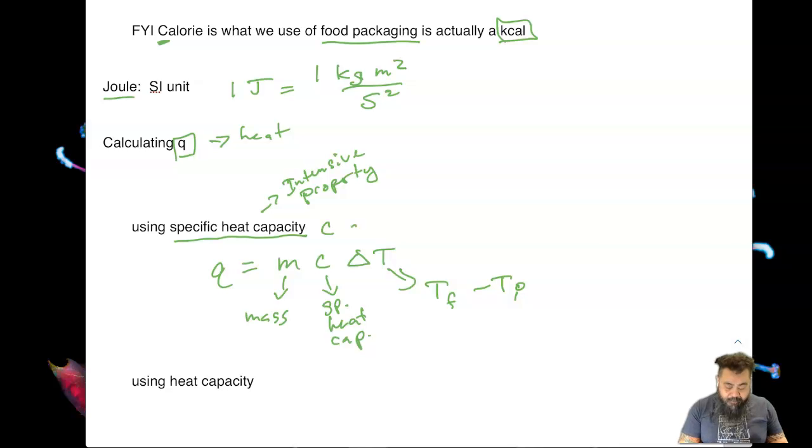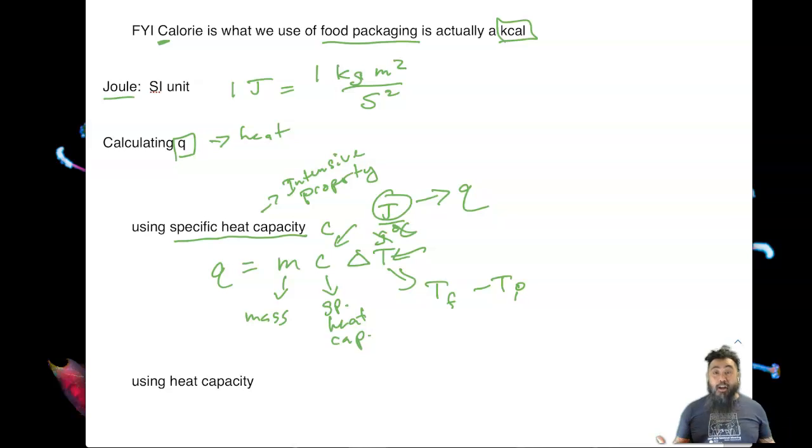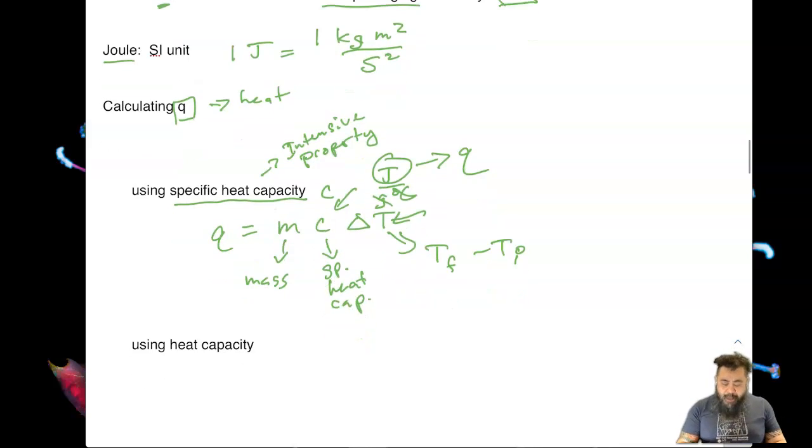And that makes sense for the specific heat capacity. The units for this are joules per gram degrees Celsius. That makes sense because our mass will cancel out the grams, and our change in temperature will cancel out the degrees Celsius. Then we get joules at the end for our Q, which are our SI units for measuring heat. So make sure you check your units.